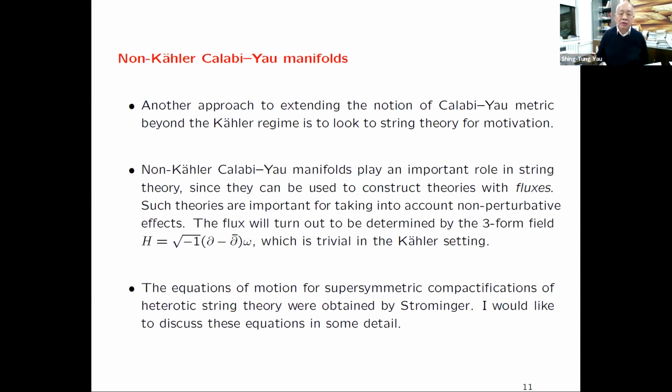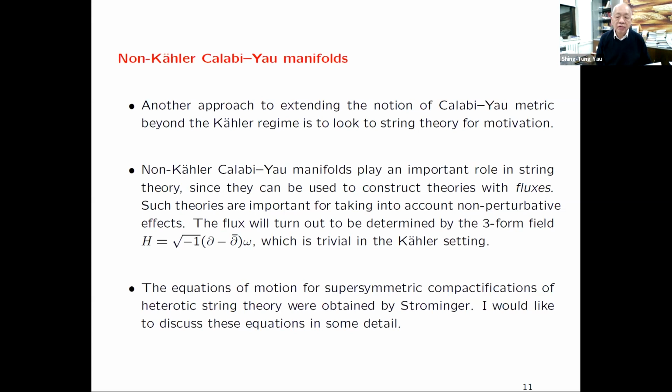Well, this is trivial in the case of Kähler geometry because omega is closed. And therefore, there's no flux in the Calabi-Yau setting when the manifold is Kähler. But it is non-trivial in a non-Kähler manifold. So H could be non-zero. This means that it could be a theory with flux. The 3-form is non-trivial.